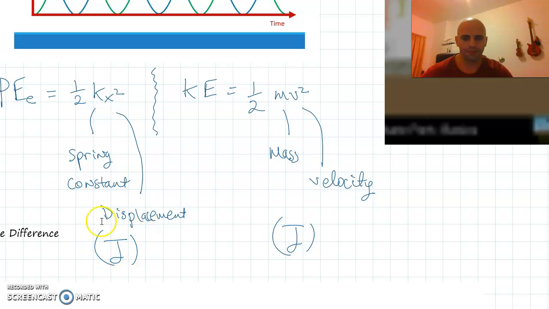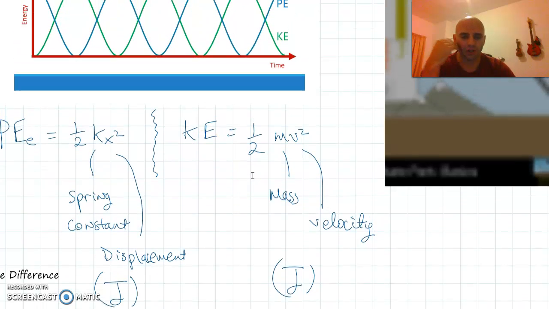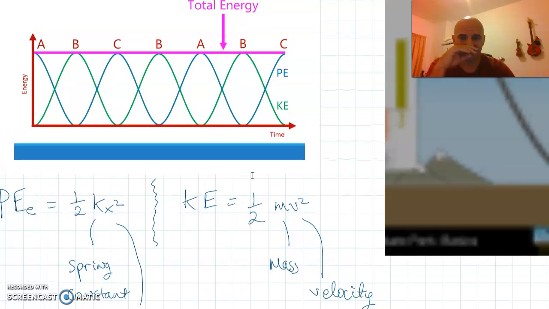The potential energy, because it's a form of energy, has a unit of joules. Similarly, we've got kinetic energy, again a form of energy, and therefore has a unit of joules. And of course, you all know that that's half mv squared.